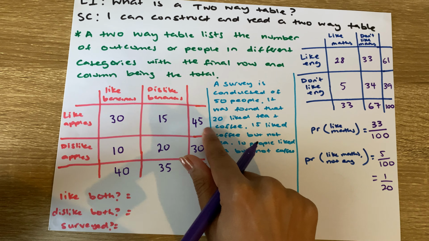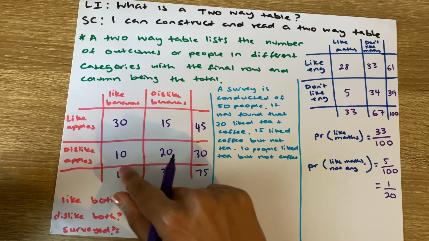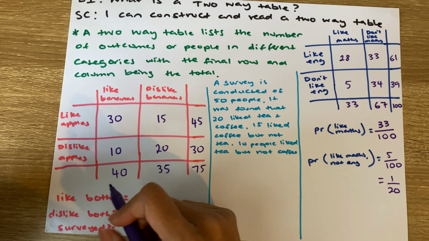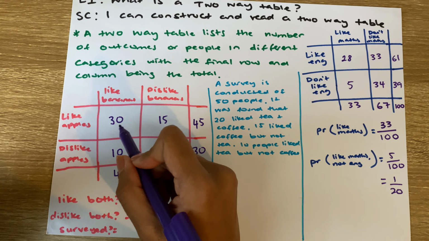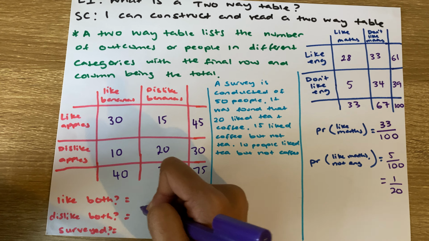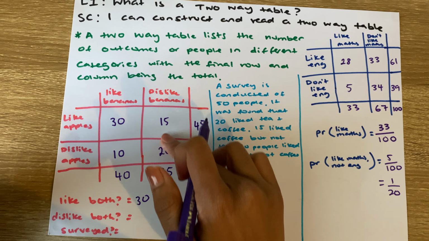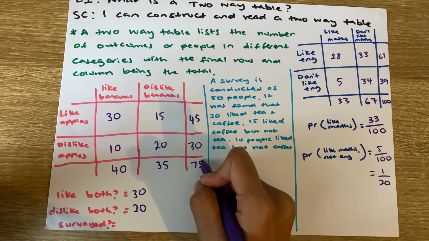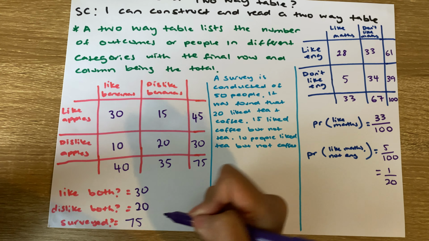Okay, so if you're going across, you are adding. If you're trying to fill in the blanks, you are subtracting your total from whatever is missing. So if we learn to read our two-way table, how many like both apples and bananas is 30. How many dislike both, dislike is 20. And how many people were surveyed is our total number in the corner, which is 75.